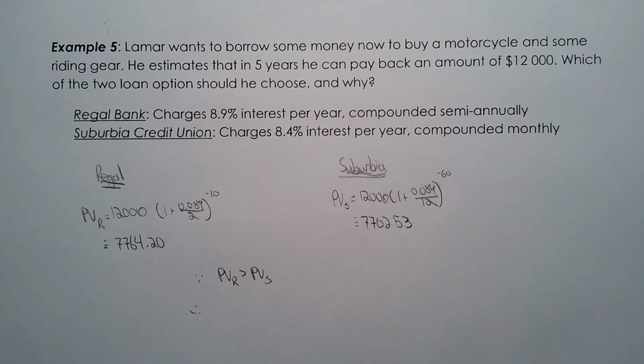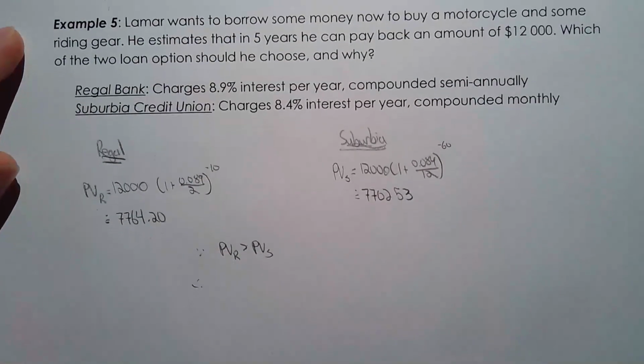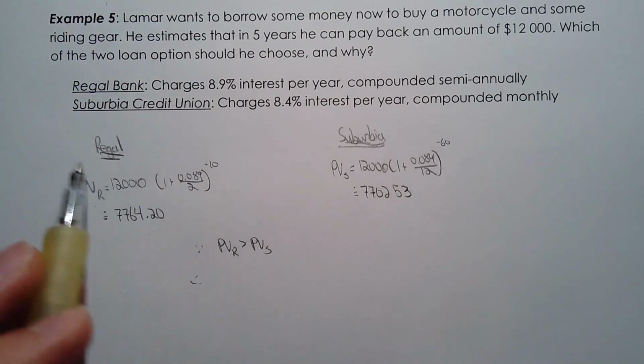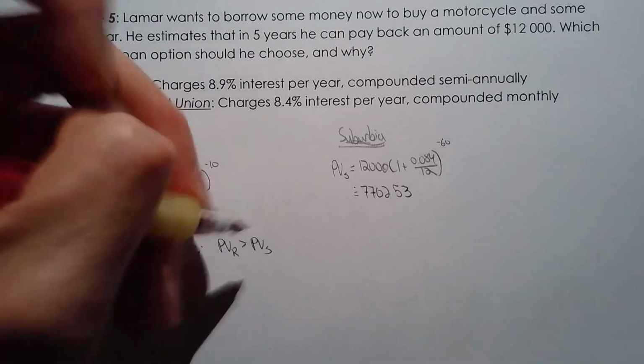In both cases, I'm going to pay $12,000 after 5 years. So you want to take more money today. Whereas in the previous example, you want to pay less money today because you're paying, as in this case, you're getting money. So basically the same idea, but in a sense, opposites. So choose Regal.